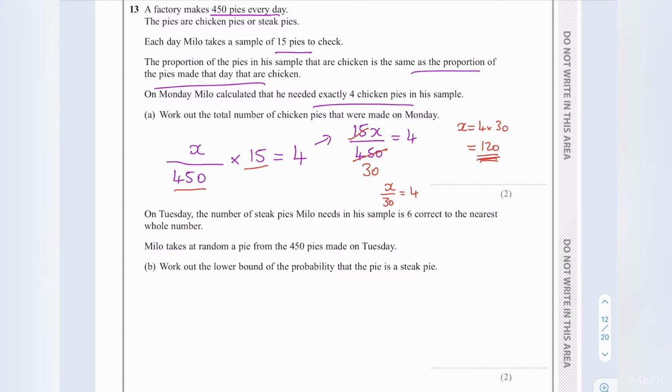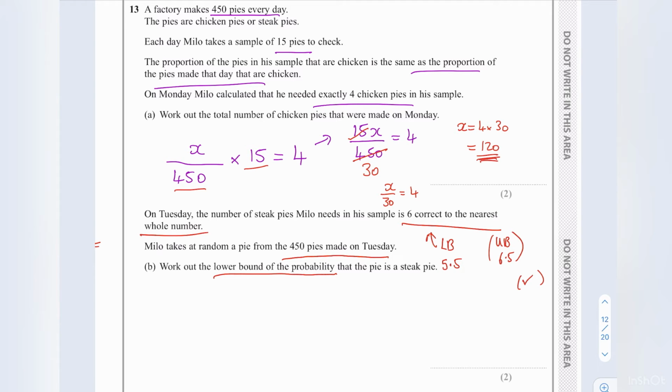So in part B, it says on Tuesday, the number of steak pies he needs is 6, correct to the nearest whole number. He then takes a random pie from the 450 he made on Tuesday. And it wants the lower bound that the probability is a steak pie. Well, straight away, because we're talking about bounds, we need to write down our lower bound of 6 to the nearest whole number. So our lower bound is going to be 5.5. We can also write down our upper bound, but we're not going to use this. But your upper bound would be 6.5. That already has guaranteed you 1 mark out of the 2.